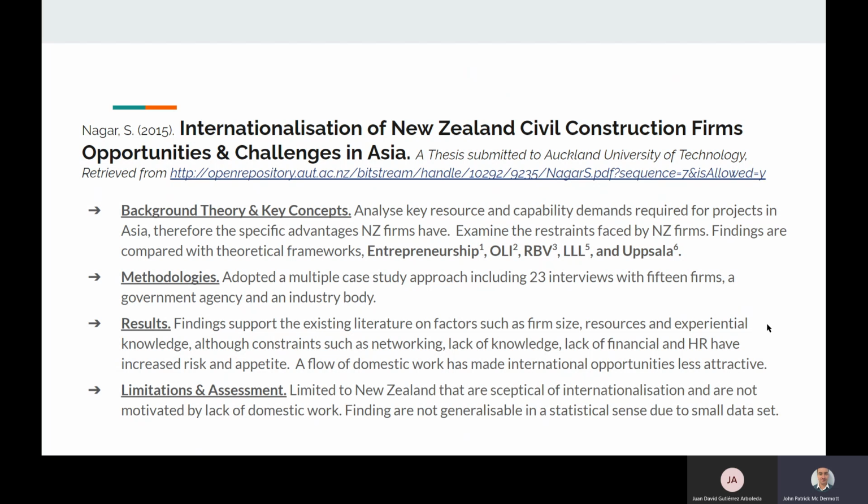The limitation of this, in my assessment, is that it's limited to New Zealand firms that are skeptical of internationalization and are not motivated by lack of domestic work. That's clearly evident in the research. You know, these companies were quite happy to just seek out domestic work and not increase their risk to international work, regardless of the growth opportunities. Findings are not generalizable in a statistical sense due to the small data sets. Only 23 interviews were included, so it's quite limited.